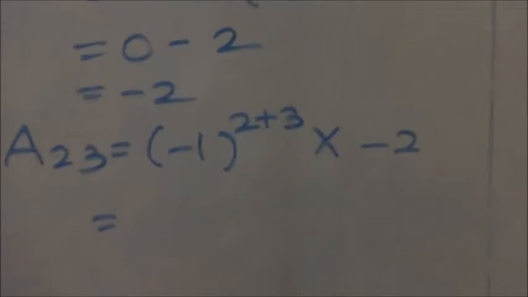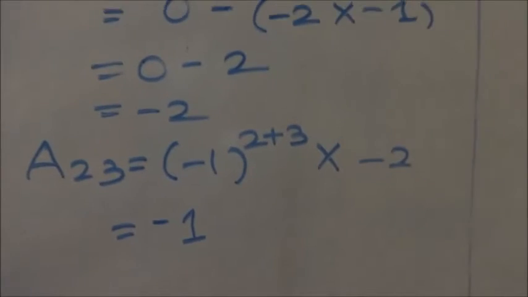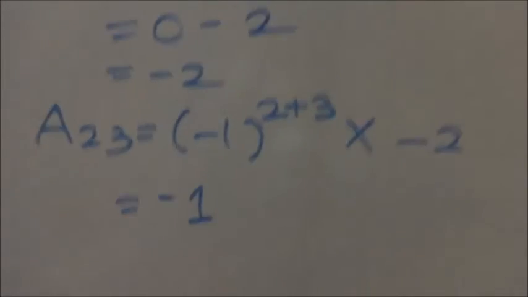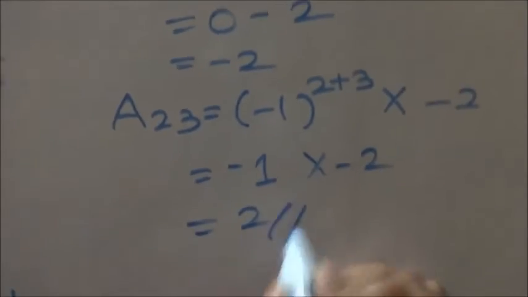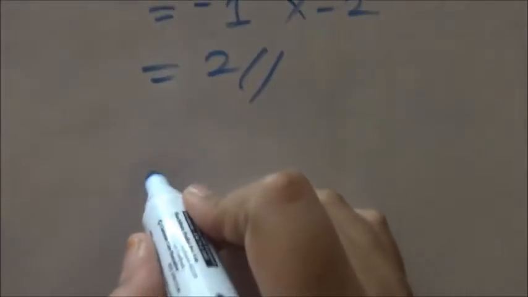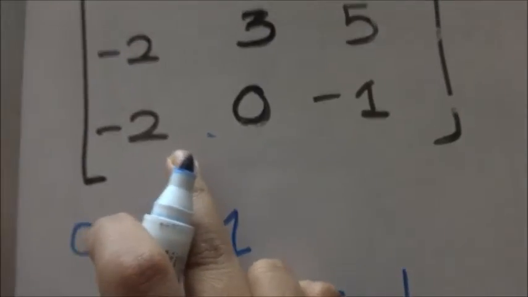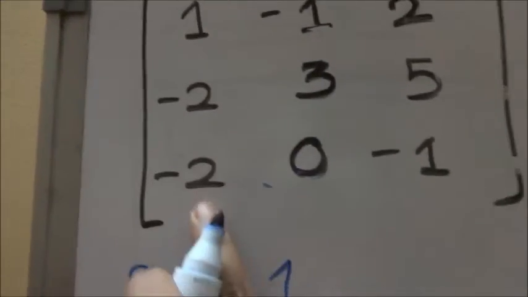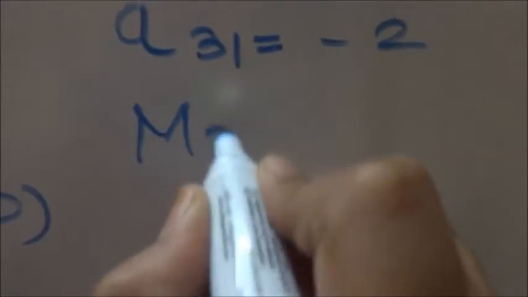Since the 2 plus 3 is 5, which is odd number, so that would be negative into minus 2. That would be plus 2, since minus minus is plus. Now next one is A31. So number lying on intersection of third row and first column, which is minus 2. I will write it down here. M31.